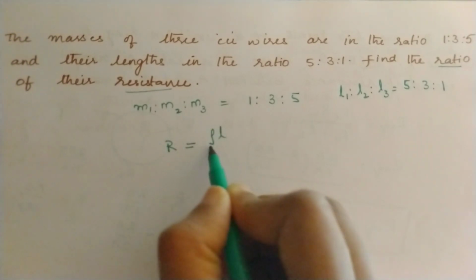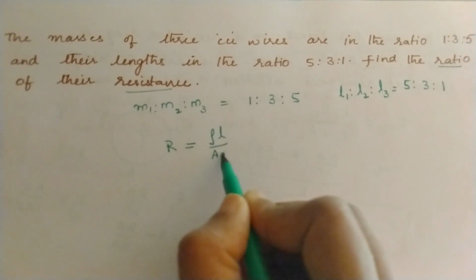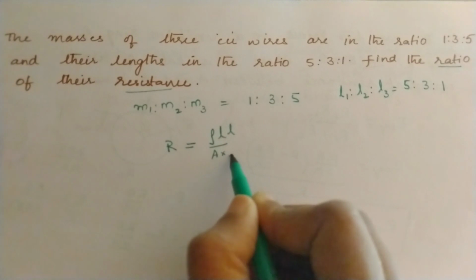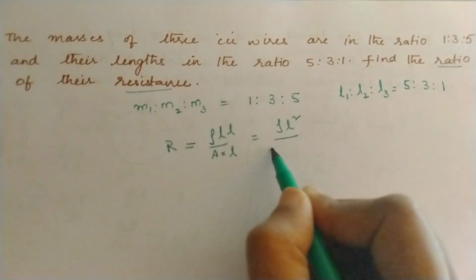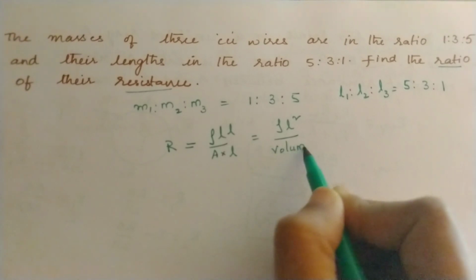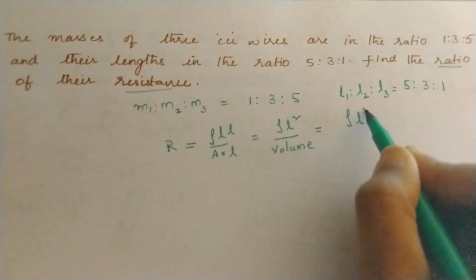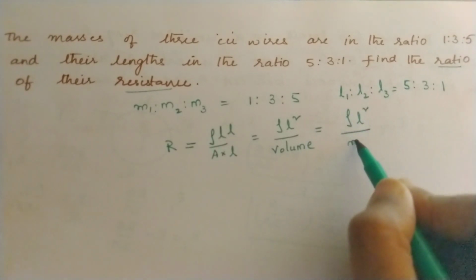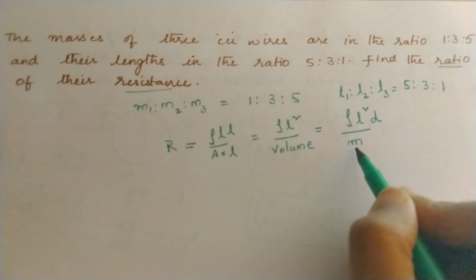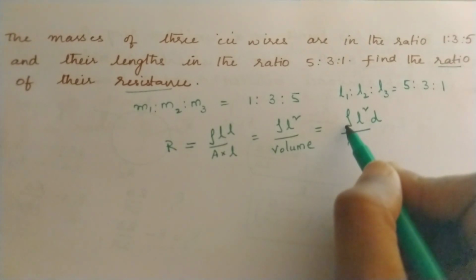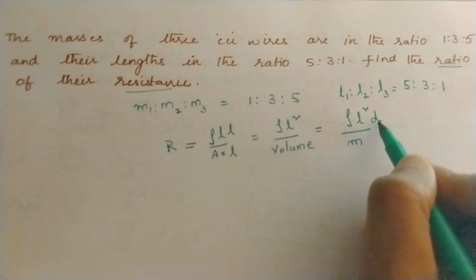We know R is rho into L by A. Since area of cross section is not given, I'll multiply with L and divide with L. Can we write it as rho L square by volume? And now since all the wires are of the same material, that is copper, volume can be written as mass by density. Density I am using the symbol D here. Mass is not constant, resistivity is same, density is also same.